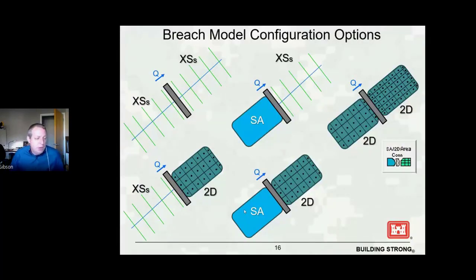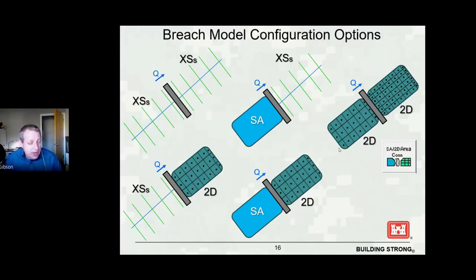That's great, but this is a 2D class. And so, why would we even use a storage area? Well, we would use a storage area to save runtime if we're not really interested in inundation upstream. But you can also go 2D to 2D. And if you go 2D to 2D, you can save runtime by making your upstream much coarser resolution.